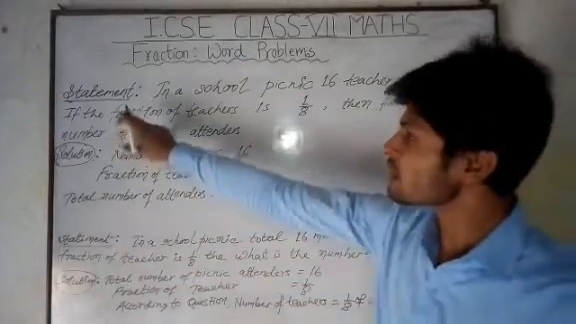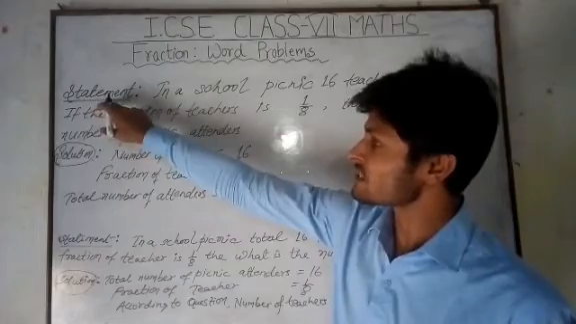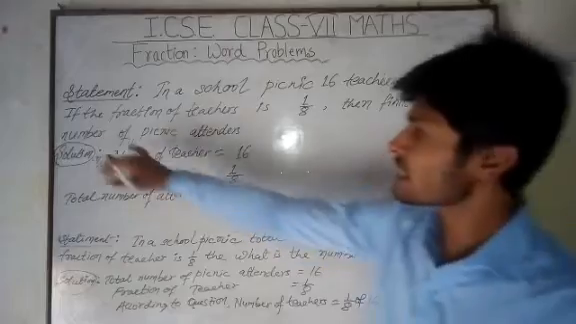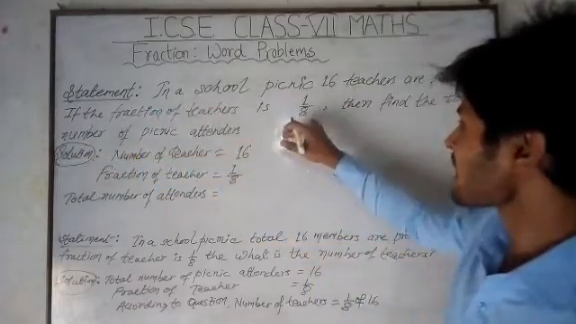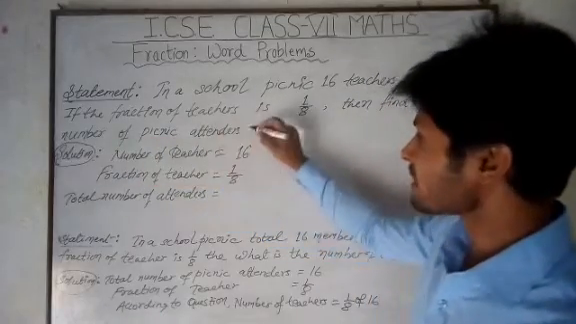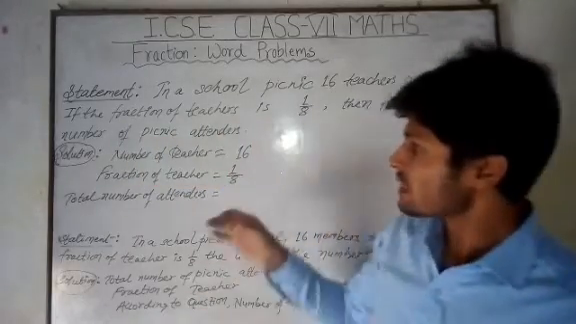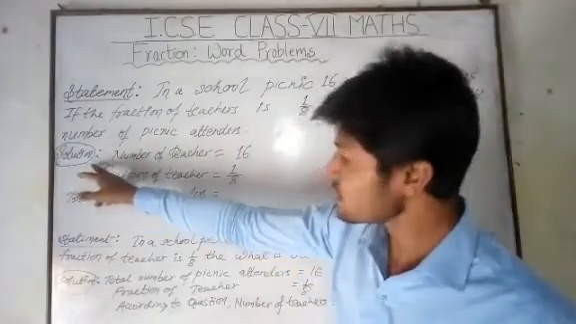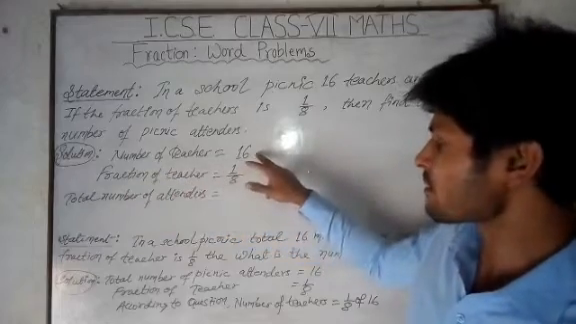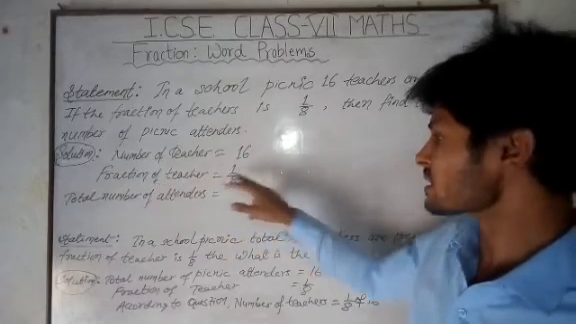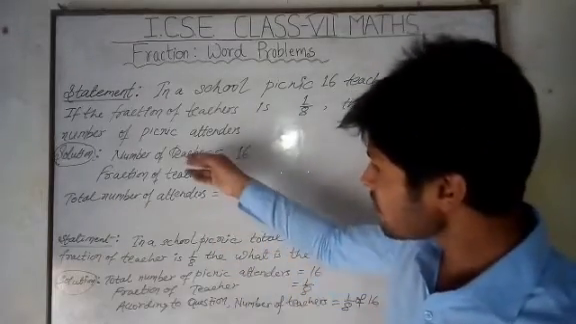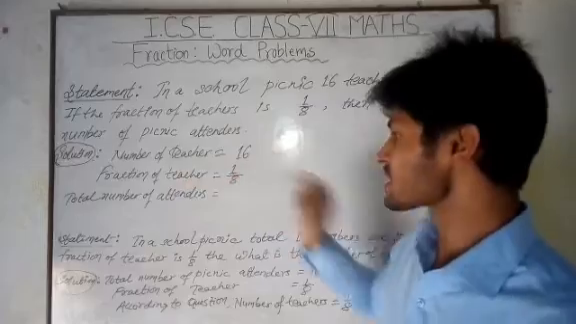See this example where the statement is given: in a school picnic, 16 teachers are present. If the fraction of teachers is 1 by 8, then find the total number of picnic attendees. So here in the solution we will first write the statement, that is the number of teachers and the fraction of teachers. The number of teachers is given as 16, the fraction of teachers is given as 1 by 8. It is to be noticed here that the number of teachers as well as the fraction of teachers is given.